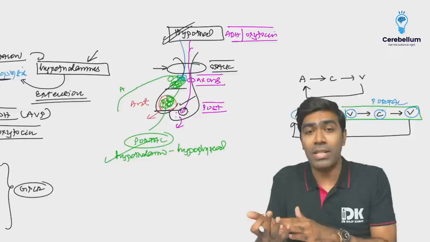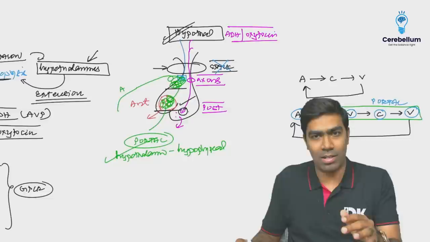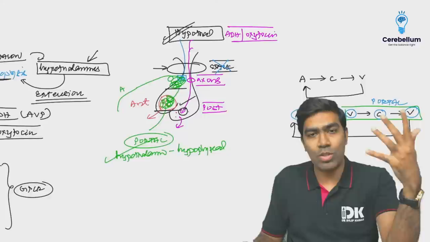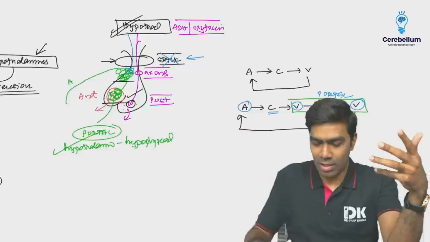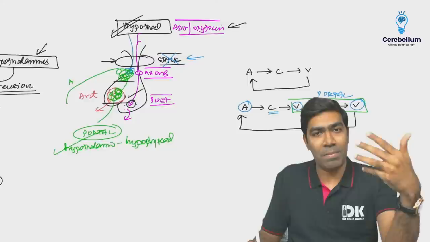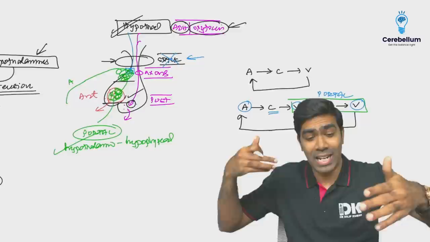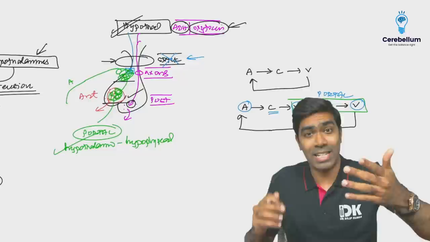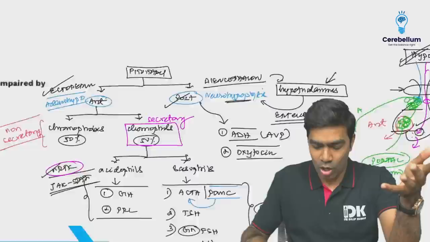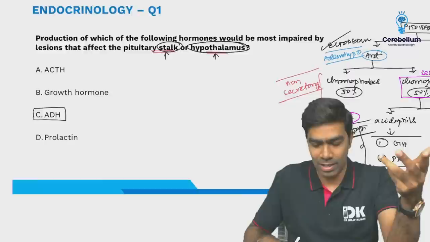In case you damage the stalk, what is going to happen? You are going to first damage the hormones that are released by the hypothalamus. Or if you damage the hypothalamus, first you are going to affect the ADH and the oxytocin. So when you damage the pituitary stalk, the first hormones affected are those directly secreted by the hypothalamus. On the other hand, if you damage the hypothalamus first, again, those secreted directly by the hypothalamus will be affected first. That is why if you damage the stalk of the pituitary, or the hypothalamus directly, you are going to affect ADH, antidiuretic hormone, first.